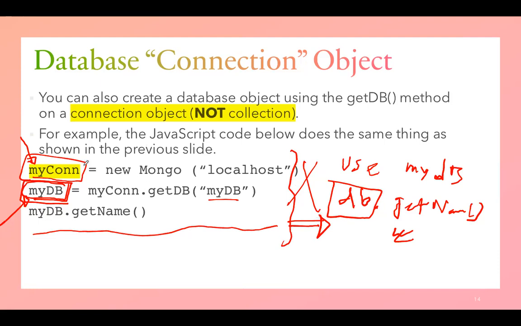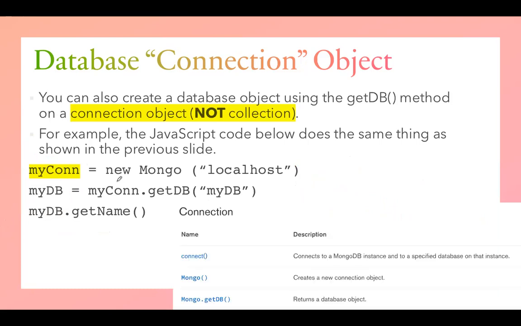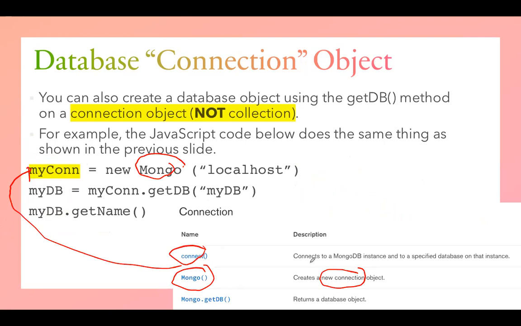So this is what we call the connection. We can create connections, and we can use that connection. So this is the Mongo constructor. It creates a new connection object, and this is exactly what it did over here. It connects to a MongoDB instance, and to a specified database on that instance. This is exactly what the connection was used to do.